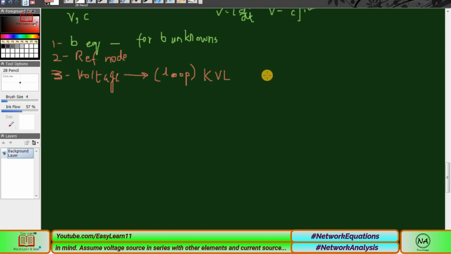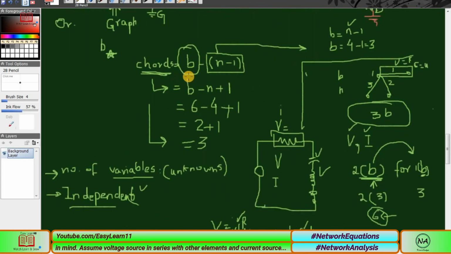What is the formula for the calculation? Simple. For point number 3, just go to the number of loops. This is a simple formula. What is the formula for the number of loops? As you can see here, this is the formula for the number of loops, and I star this point also, because we will use this formula later on, and now it is the time to use it, that the number of loops is equal to b minus n plus 1.